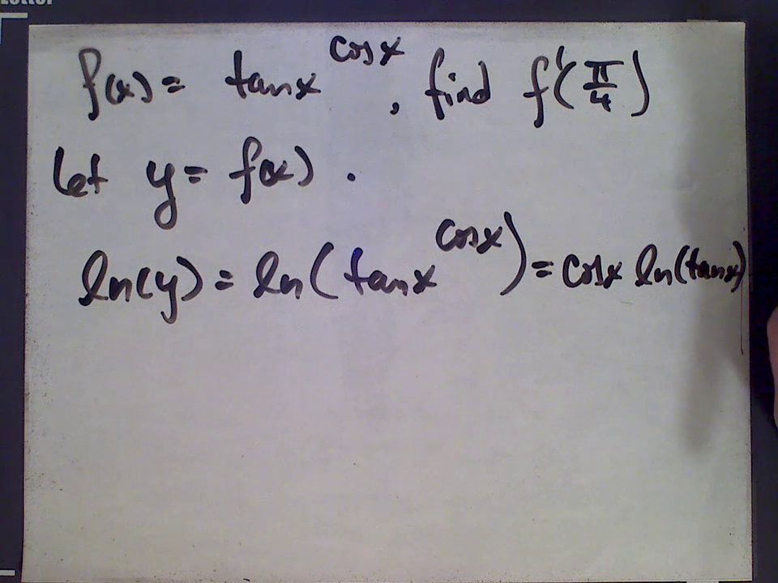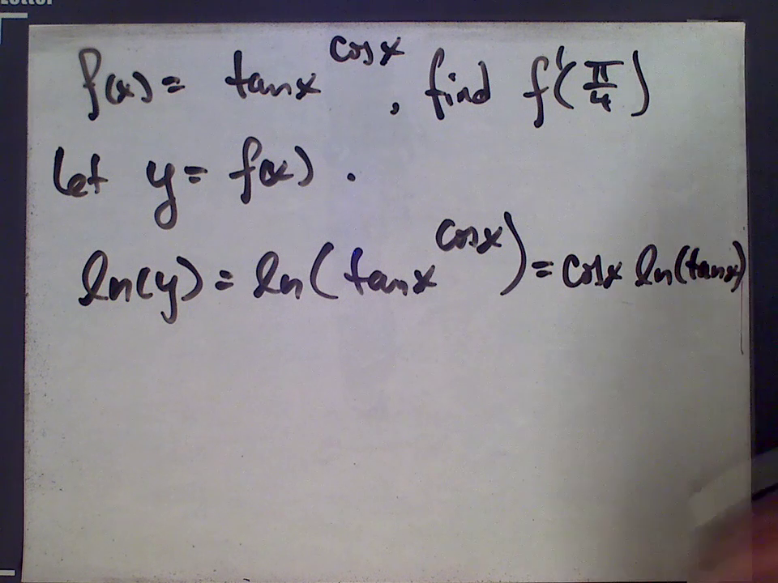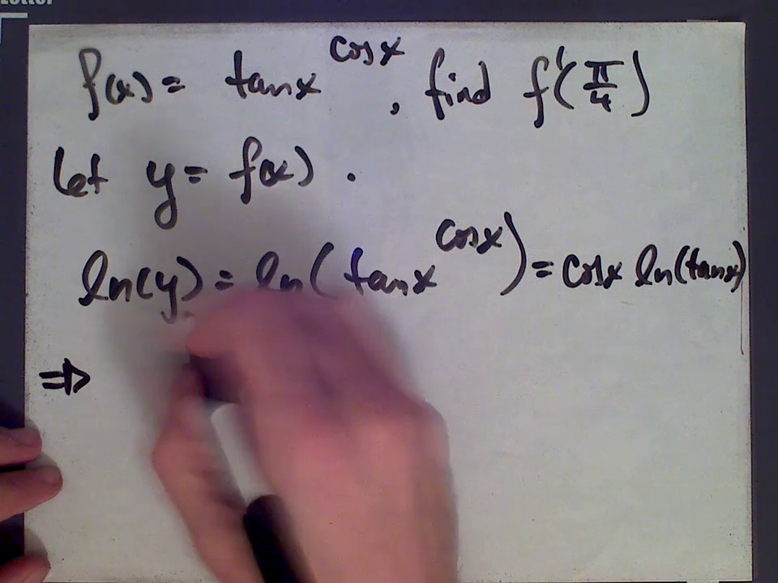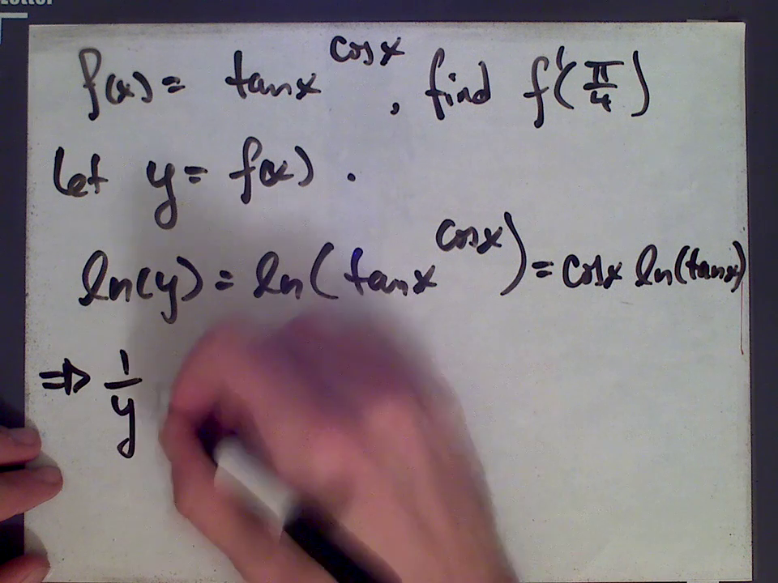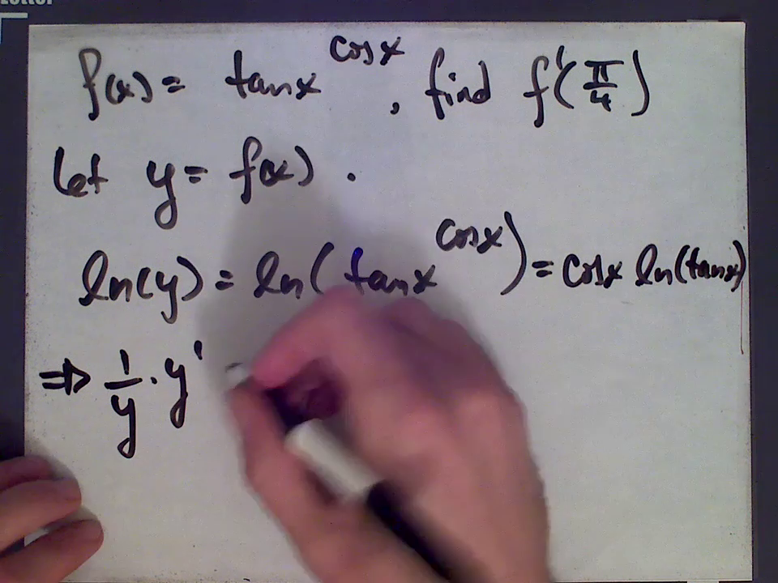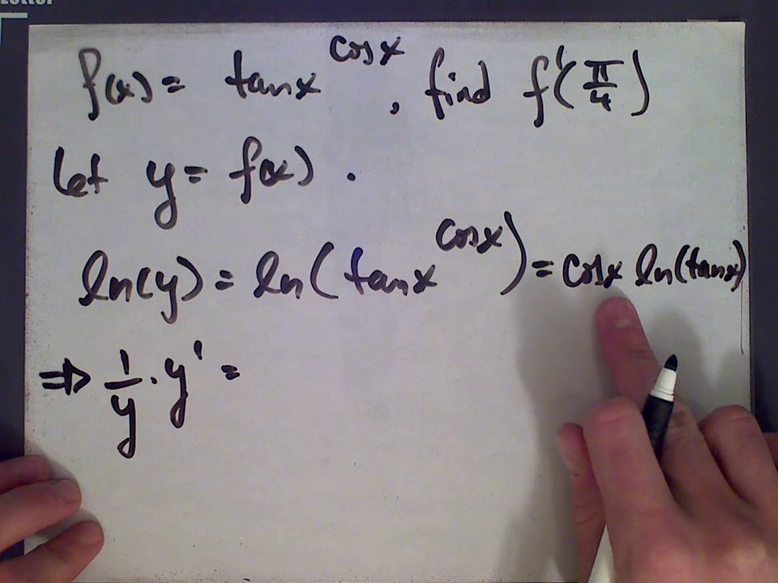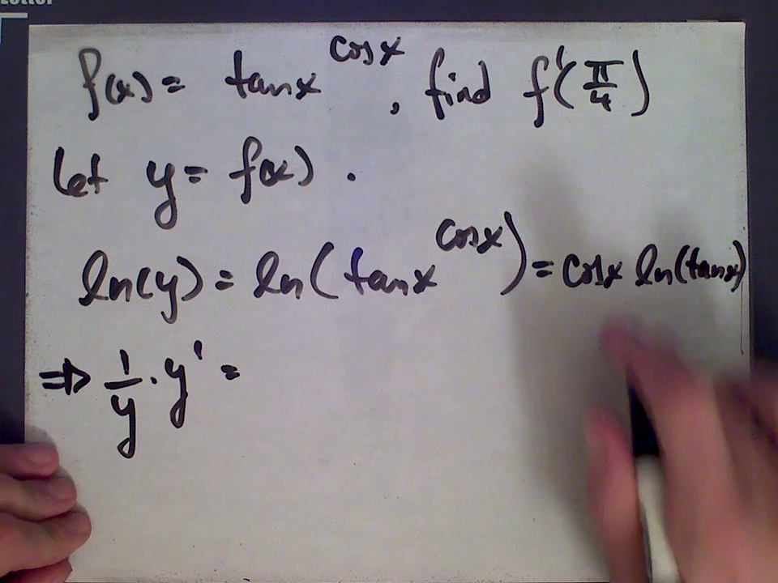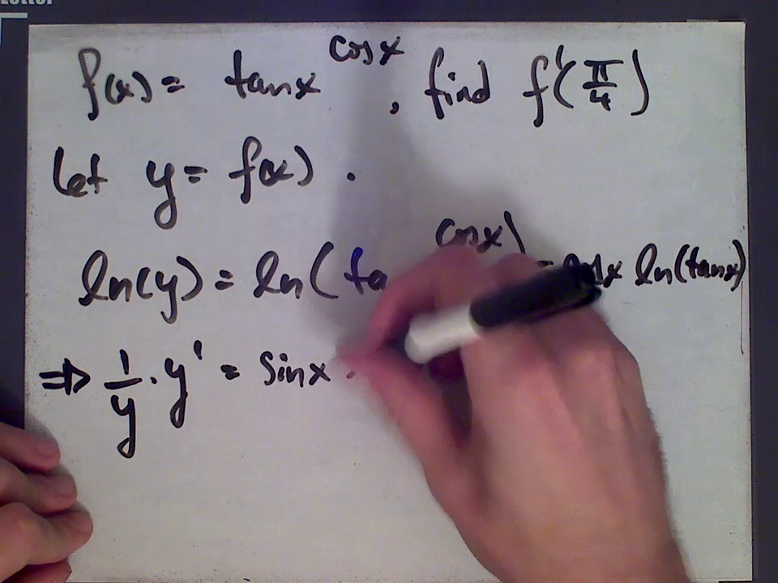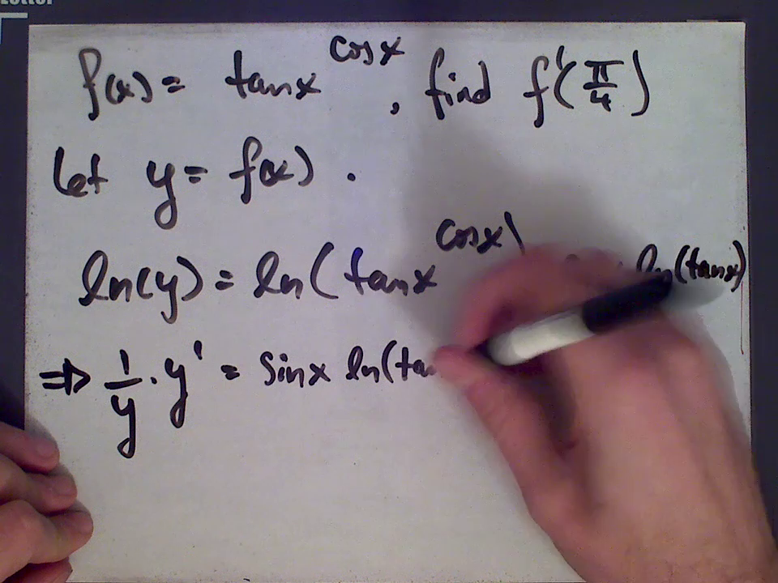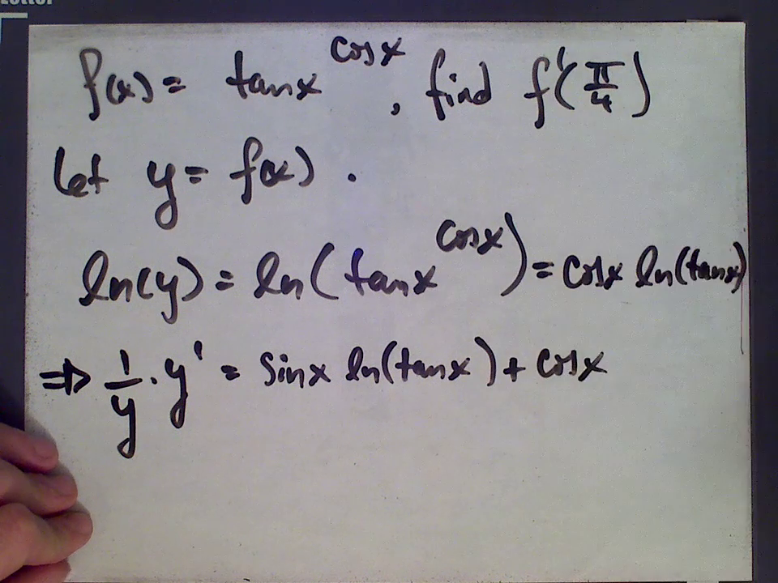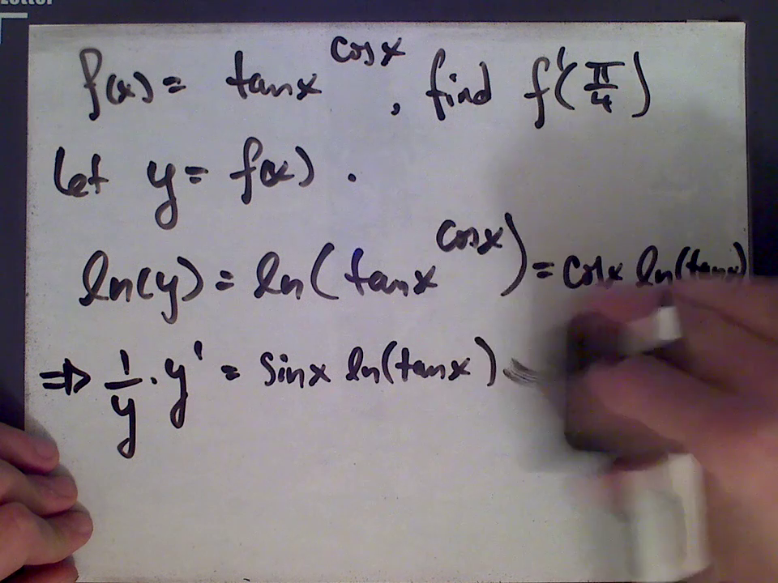Okay, now the idea is to take the derivative of both sides. So doing that, we get the derivative of ln of y is 1 over y times y prime, using the chain rule. And then for the derivative of the right-hand side, we're going to use the product rule. So the derivative of cos is negative sine x, and we multiply by ln of tan x, and we add to that cos of x.